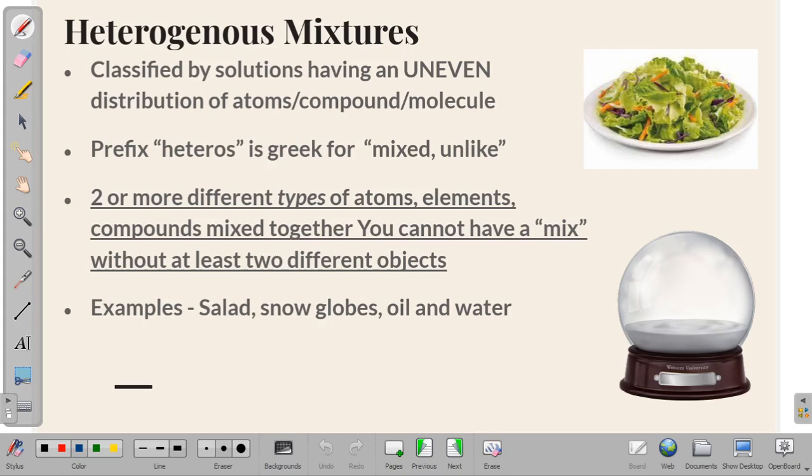When we do stuff in this class, though, and we make a heterogeneous mixture, we'll mix stuff up, but it won't actually mix, like oil and water. Everybody knows you take oil and water and you shake it up. It won't actually mix, right?